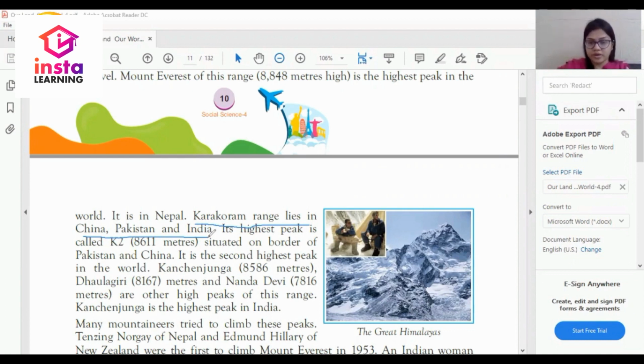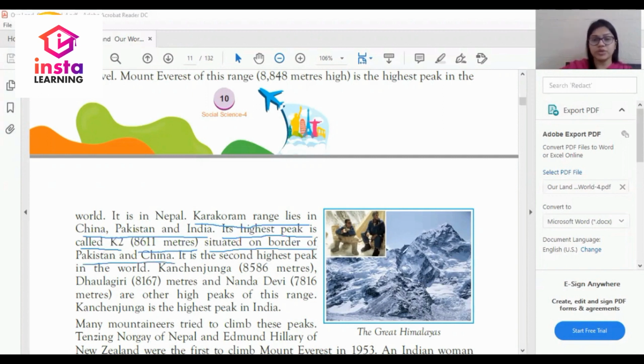Karakoram range lies in which country? So the Karakoram range lies in China, Pakistan and India. Its highest peak is called K2, which is 8,611 meters, situated on the border of Pakistan and China.